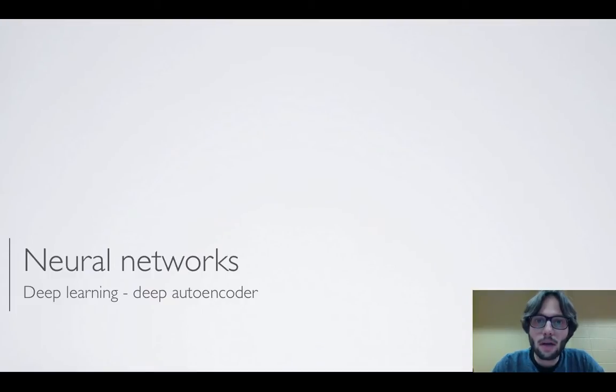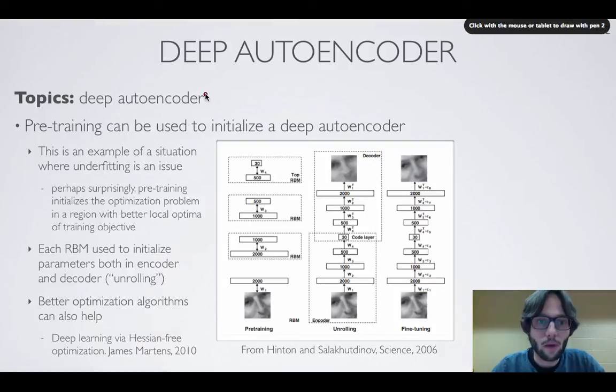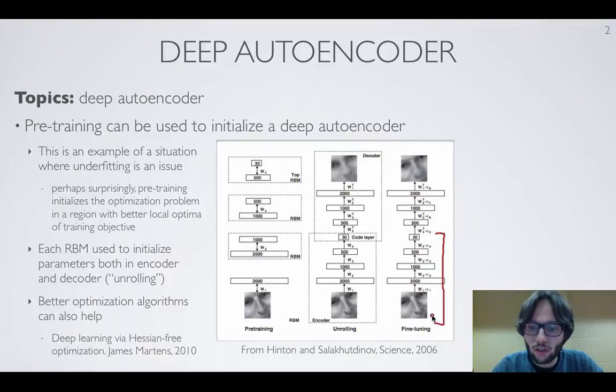In this video, we'll talk about a popular model in deep learning, the deep autoencoder. Here we're considering the case where instead of training a single hidden layer autoencoder, we would actually want to train a multi-layer autoencoder. In particular, the autoencoder we'll be interested in is one where the encoder gradually decreases the dimensionality of the input.